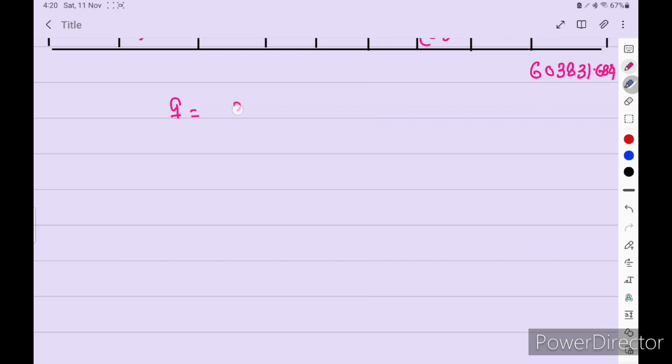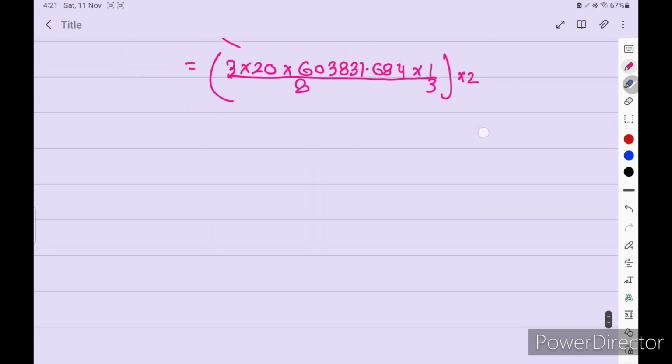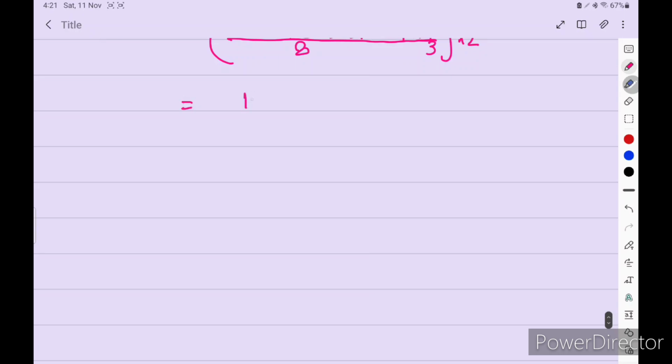So I is equal to rule number 2, 3h by 8 into SOP into 1 by 3, this is the formula, into 2. So 3 into 20 into 603,831.684 into 1 by 3 into 8 is equal to 150,957,921. So BM transverse is equal to I upon V.